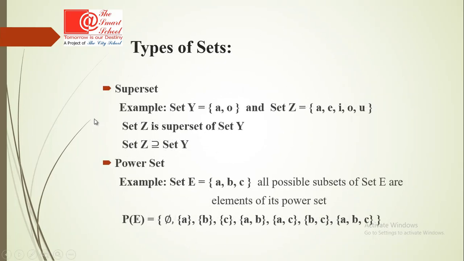Now superset. As I just told you, the bigger set is the superset. For example, set Y has elements A and O, and set Z has elements A, E, I, O, U. So this is the bigger set which has all the elements of set Y. So we can say set Z is superset of set Y, and we can write set Z, this is the sign of superset, of set Y. If you notice, this sign is the opposite of subset. Yes. Now power set.